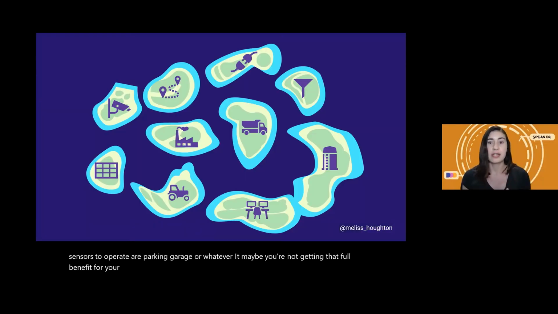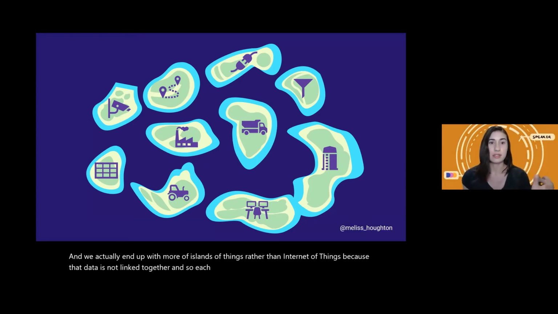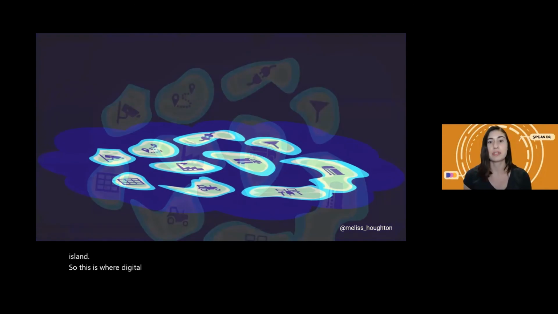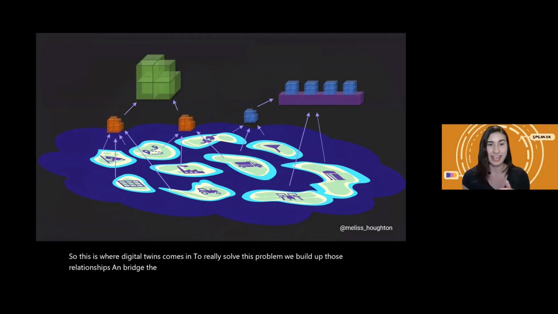And we actually end up with more islands of things rather than Internet of Things, because that data is not linked together. And so each IoT solution is kind of separated on its own island. So this is where digital twins come in to really solve this problem. We build up those relationships and bridge the gaps and turn those islands back into a true Internet of Things.